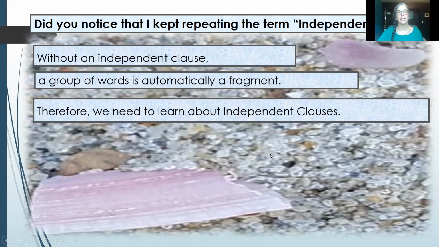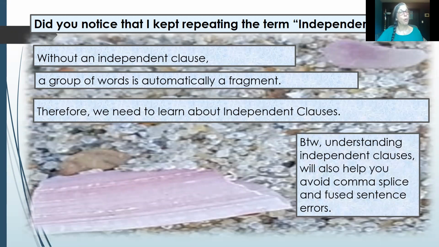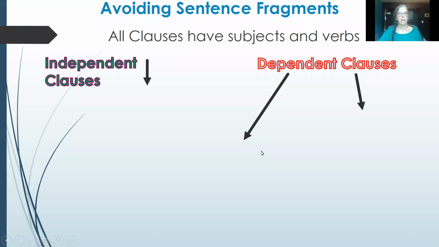So let's take a look at what these independent clauses are. Oh, by the way, understanding independent clauses will also help you avoid comma splice and fused sentence errors, and that's what we're going to talk about in our next workshop. All right, let's take a look. First of all, clauses have subjects and verbs, but you have independent clauses and dependent clauses. And when you look at these words, independent and dependent, I want you to think about human beings. Imagine a parent who is independent, who has money, has a house, is able to provide food for themselves and can take care of themselves.